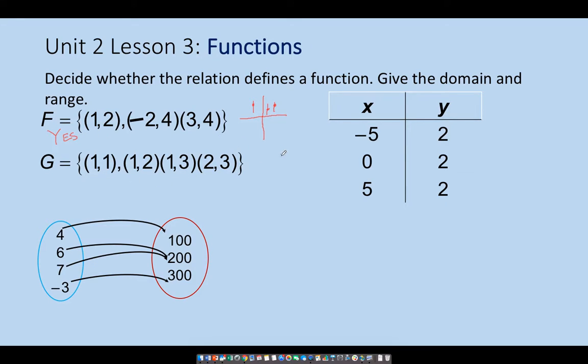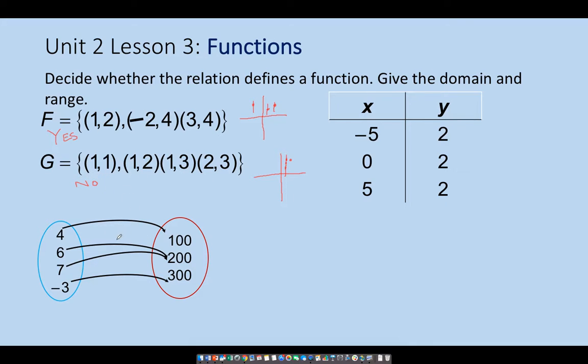This one down here, again, oh man, is it the x's or the y's? Which one is the one that can have multiples? Well, just draw yourself a quick little graph if you need to. I got a point at 1, 1, a point at 1, 2, a point at 1, 3, and a point at 2, 3. Oh, is this going to pass the vertical line test? No, here it touches in 3 spots, and so we say no.